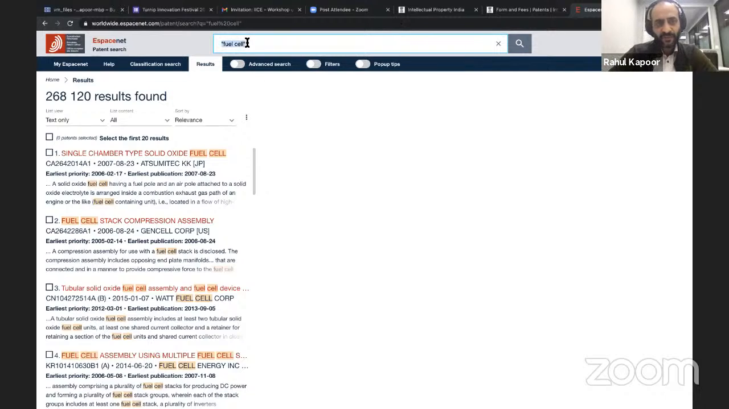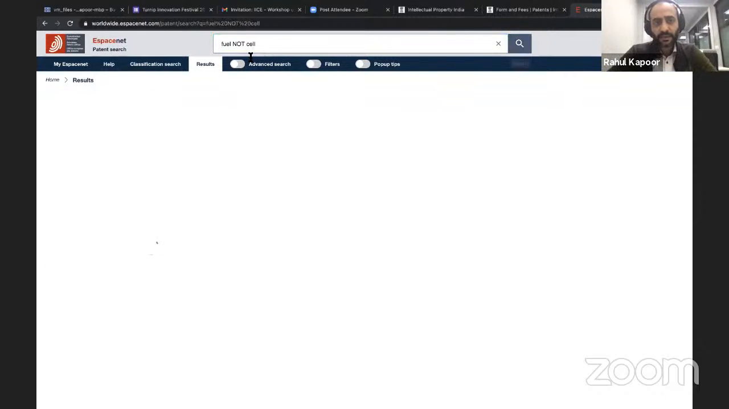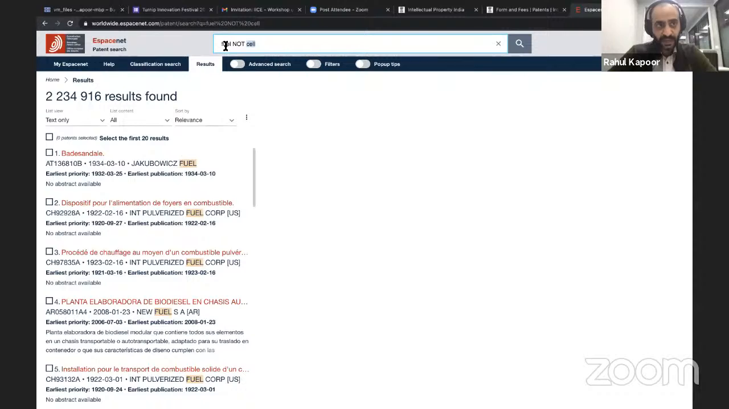Of course, you can have one more, like fuel not cell. This also works, but this will be the broadest. The word fuel has to be there, but the word cell cannot be present. So these are 2 or 3 operators which are common in pretty much all the apps. Maybe some syntax changes are there, but all the apps will have these few operators which you can scale.